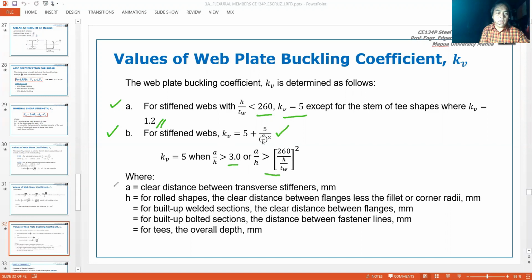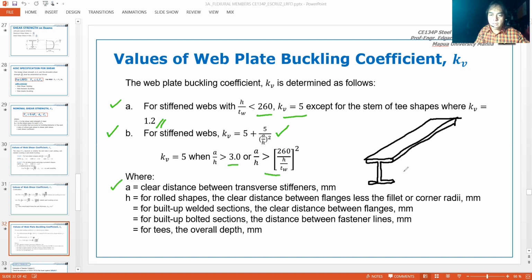So take note na yung A na ginamit dun sa equation is the clear distance between transverse stiffeners. Ano yung ibig sabihin nun? Okay, so ganito. Halimbawa, you have this section. Let's say you have this I section. Tapos, let's say this is the length of the section. So ito yung wide flange beam natin, kunwari.